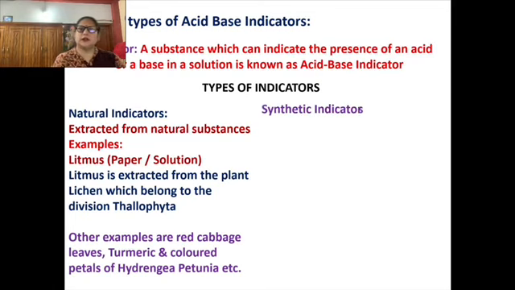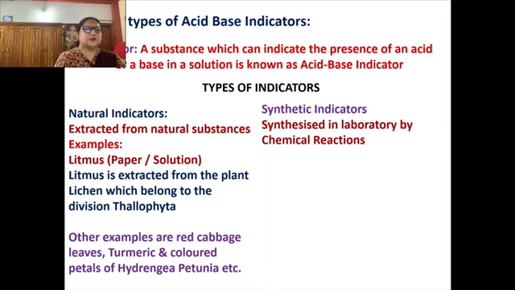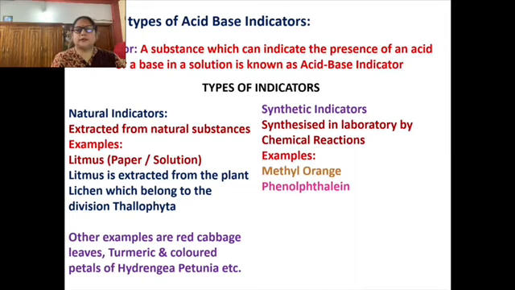Next, it is synthetic indicators, and synthetic indicators we can synthesize in the laboratory by chemical reactions. Mainly there are two examples of acid base indicators, and number one is methyl orange and number two is phenolphthalein. Now if we add methyl orange indicator in acidic medium, the color of the indicator becomes red, and if we add it into basic solution, then the color becomes yellow.